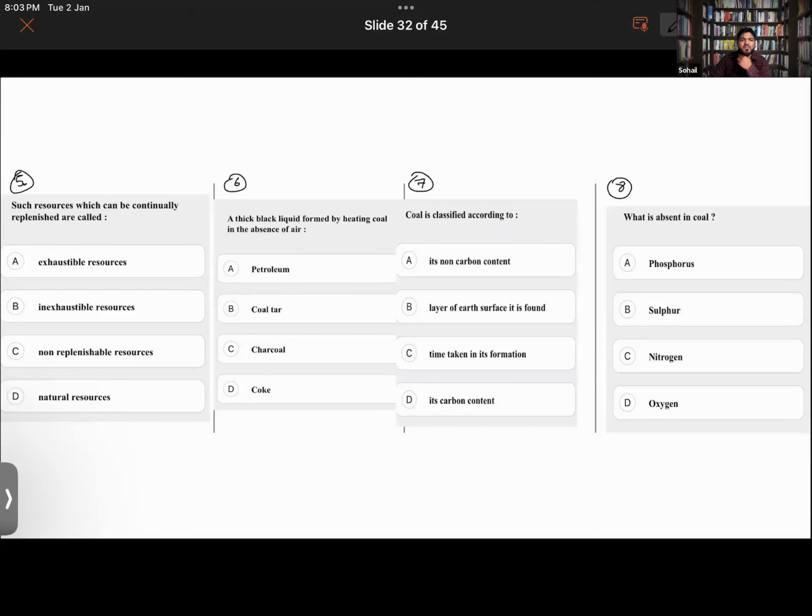Do tell me, what are the characteristics and use of Coke? Coke के क्या characteristics होते हैं? क्या use होता है Coke का? It is used for heating of the furnaces in steel industries. It is used for the extraction of metal from the ores, and it is also used to produce nitrogen gas and water gas.